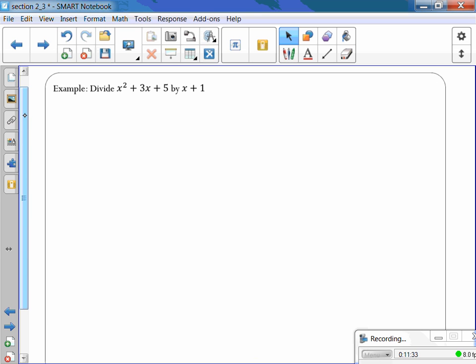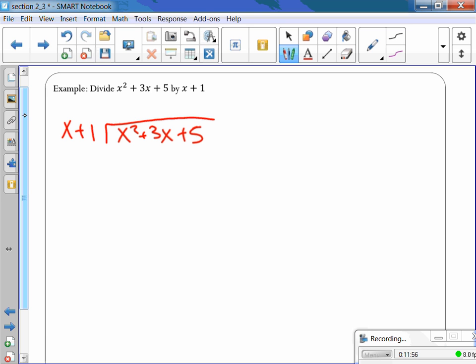So here, we have x plus 1 dividing into x squared plus 3x plus 5. Parker, how should I start this off? Absolutely. To get x to look like x squared, multiply by x, giving us x squared plus x.